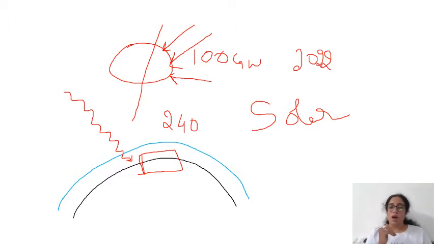So Earth receives the solar rays, or solar radiation, in the form of short waves, and every square meter of the Earth's surface on average receives 240 watts of solar energy. So the solar energy is received in the form of short wavelengths. So this is about insolation. Insolation is incoming solar radiation.